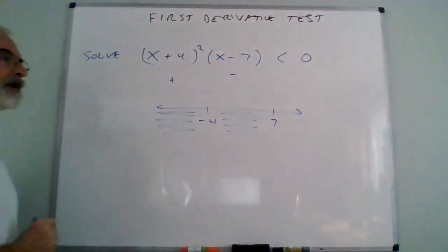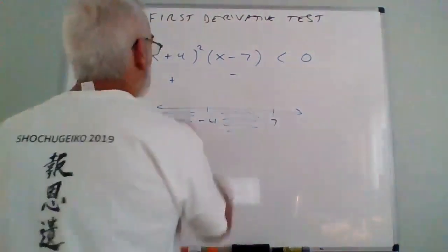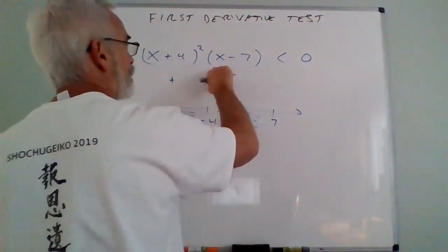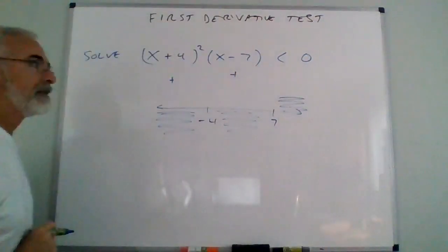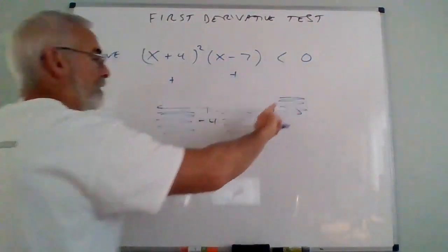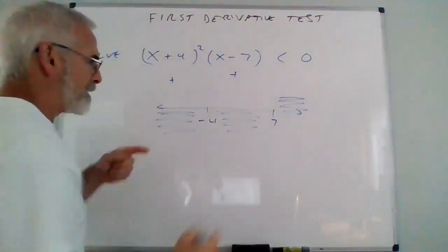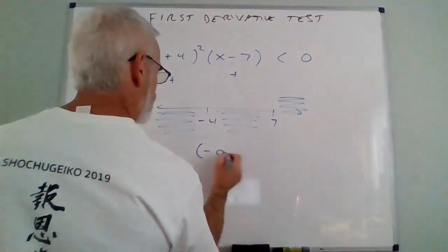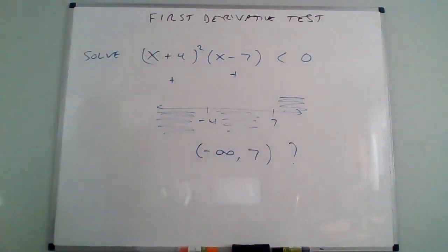Okay. And now let's pick a number bigger than 7, like how about bazillion? Okay. Bazillion plus 4 squared, positive. Bazillion minus 7, positive, and I'm up here. Great. Now, the question was, when is it less than 0? So now the question is, do I take negative infinity to 7? Anybody want to chime in? Is that the right answer, yes or no?